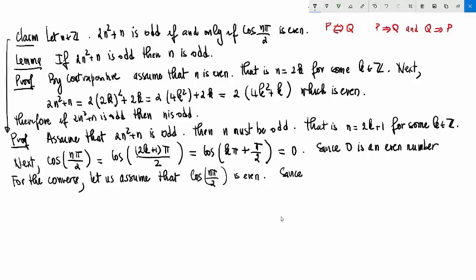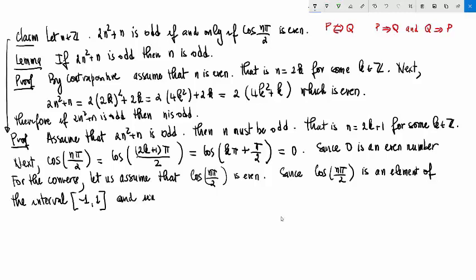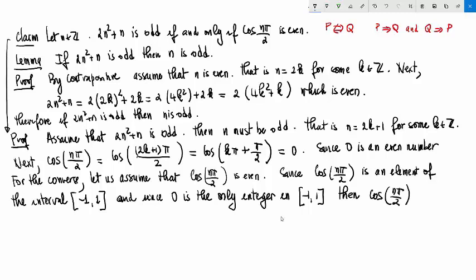Since cosine of n pi over 2 is an element of the interval -1 to 1, and since 0 is the only integer in -1 to 1, then cosine of n pi over 2 must be equal to 0.